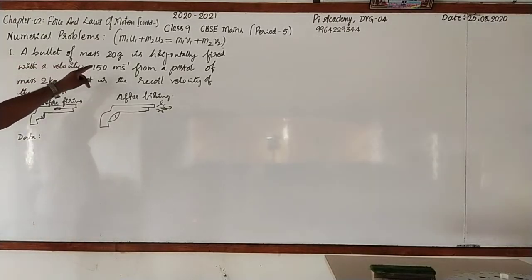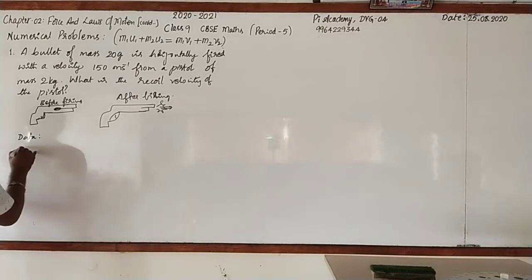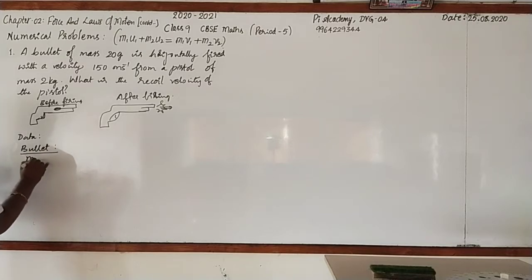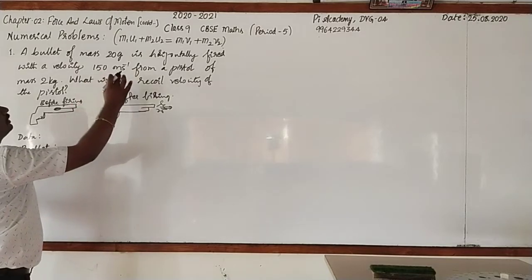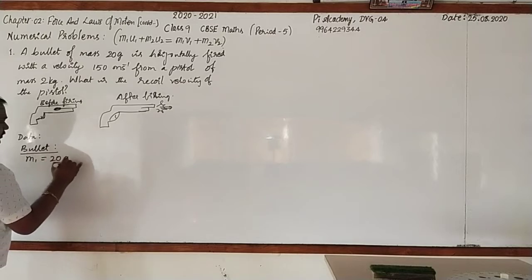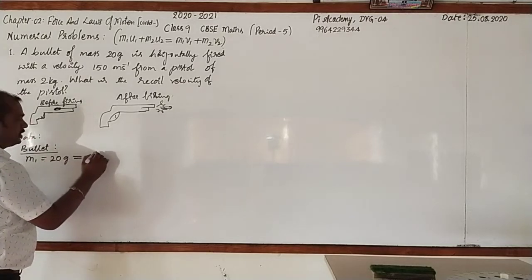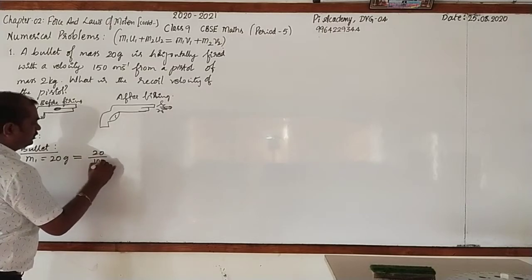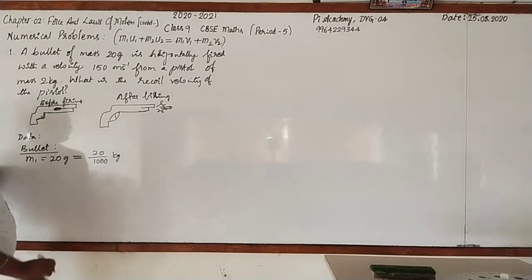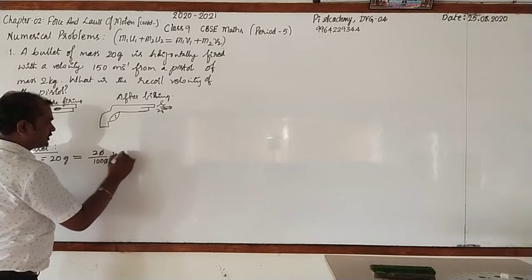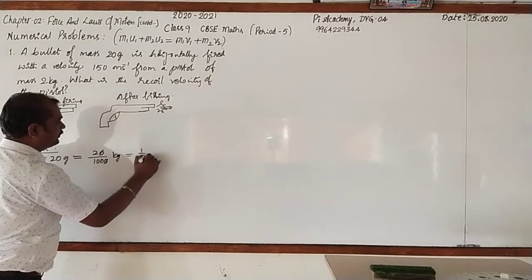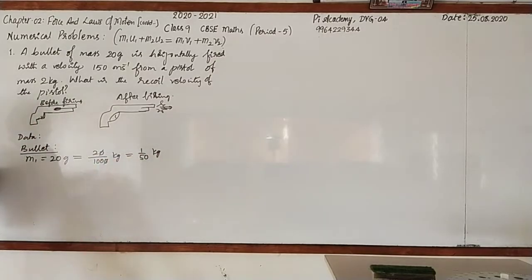A bullet of mass 20 gram is given. Here, with respect to the bullet, I'll write M1. What is M1? It is 20 gram. Is it in SI unit? No. So let us convert this into SI unit. 20 by 1000 kg. Then the 0 gets cancelled. It's equal to 1 by 50 kg.